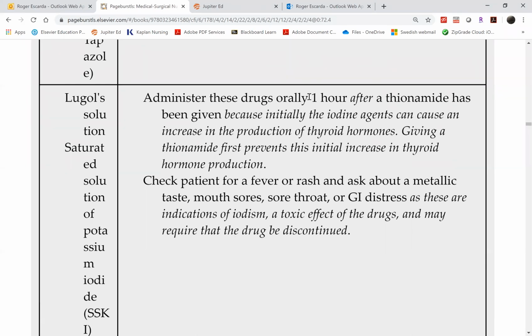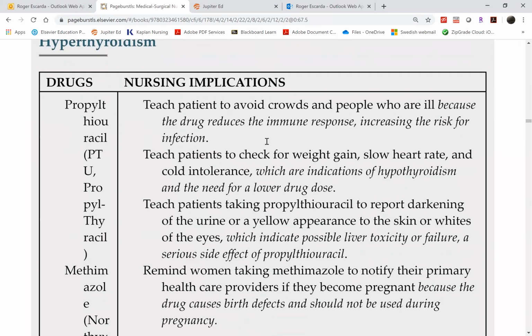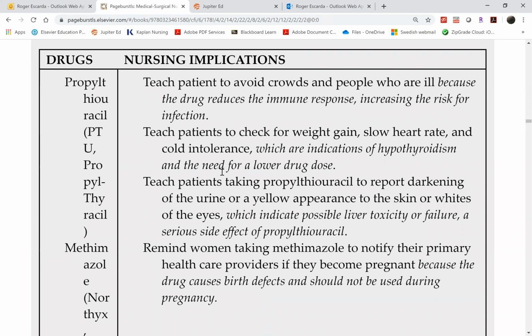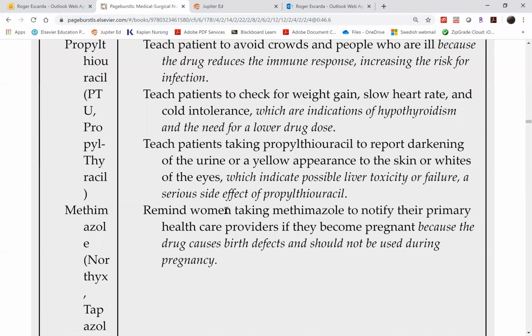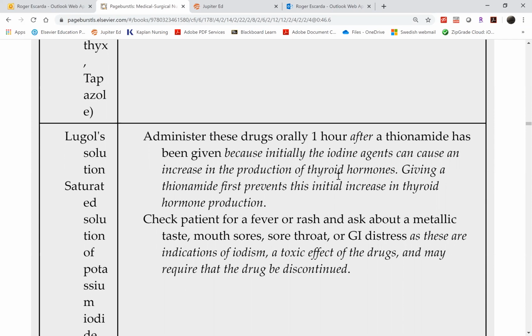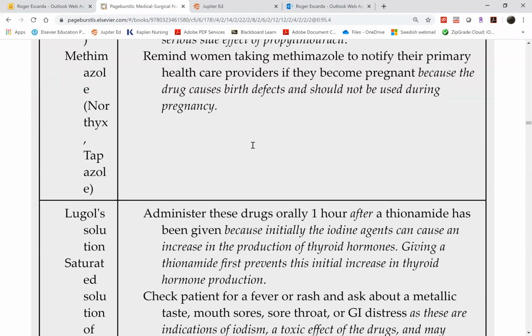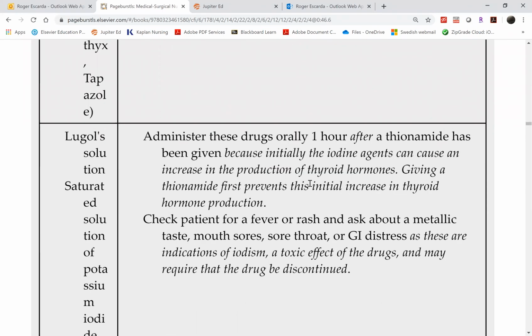It should only be given 1 hour after the thionamide, because PTU and methimazole inhibit binding of iodine in the thyroid gland. Since that is their action, giving this drug 1 hour after this will prevent the iodine here from binding in the thyroid gland. Does that make sense? Okay, so you inhibit first by giving the thionamides, either of these two, and then 1 hour later, give the SSKI.